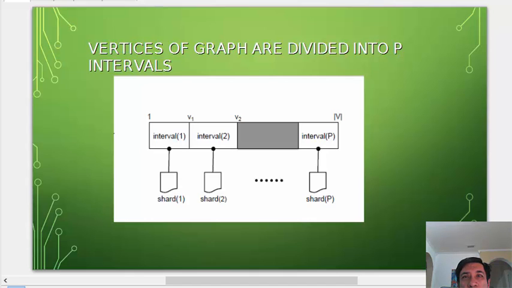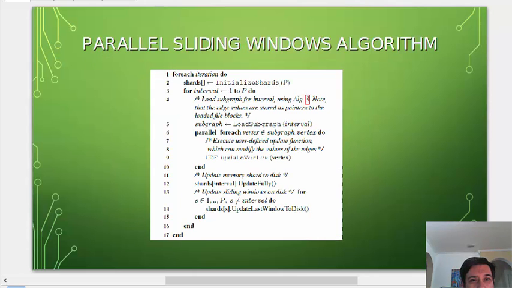A high-level illustration of the process is given in Figure 2 and the pseudocode. As shown, this is the algorithm of the parallel sliding windows. This algorithm is an iteration. That means that it is repeated for each shard. So it starts with the first shard and it ends with the P shard in an iteration.